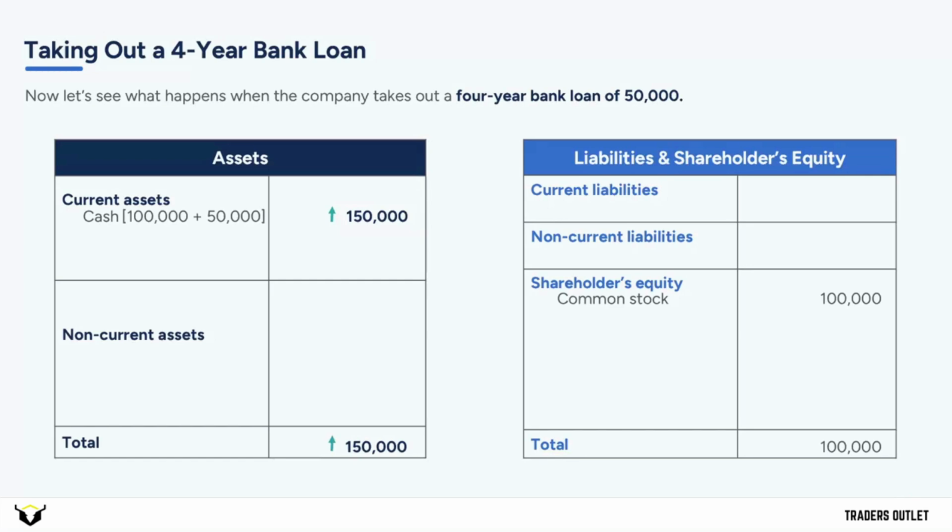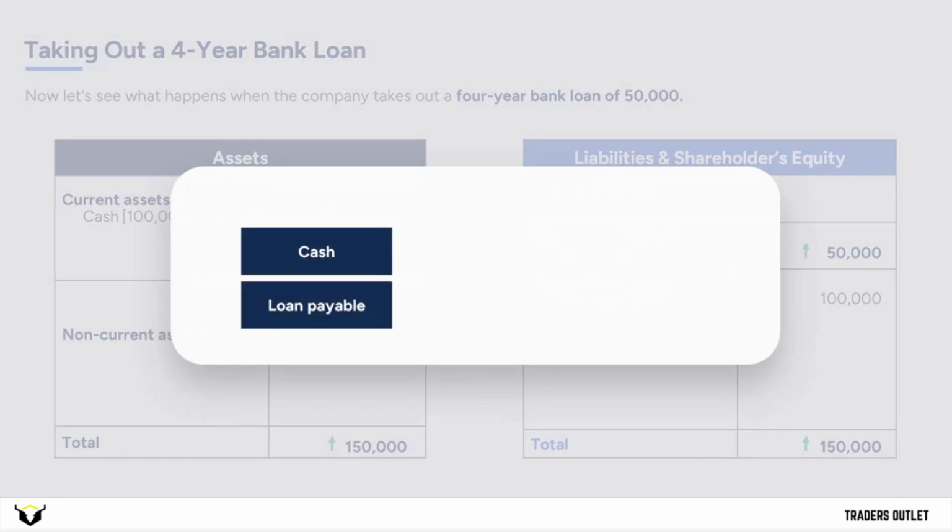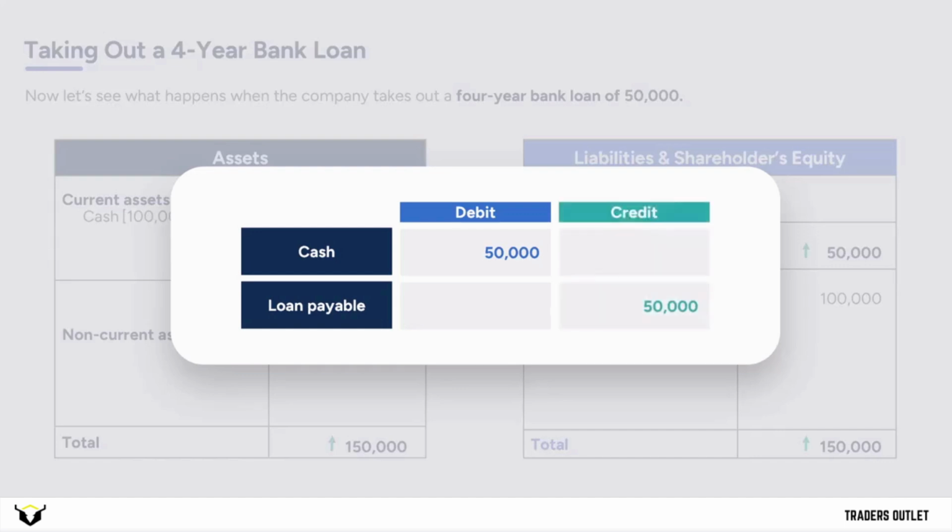We also, though, now have an obligation to pay the bank in 4 years, $50,000. So we have something we owe, and that's a liability. And when we increase liabilities, we credit them. So we are going to debit cash $50,000, and we're going to credit loan payable $50,000. Again, the total amount of debits and credits cancels each other out, and the balance sheet continues to balance.